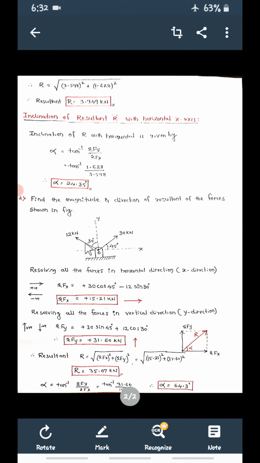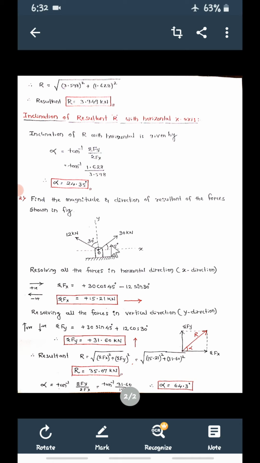If this angle is 60 degree, it is minus 12 cos 60, or if you want to go with this angle only, it is minus 12 sine 30. Okay, so add these two, we'll get summation Fx is equal to plus 15.21 kilonewton. This positive means this direction.